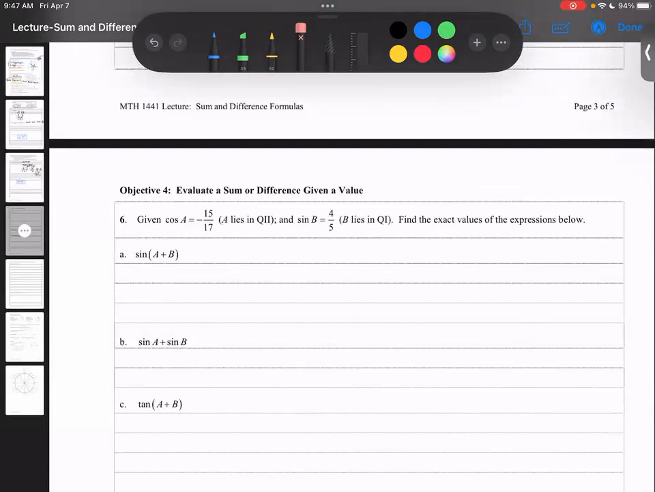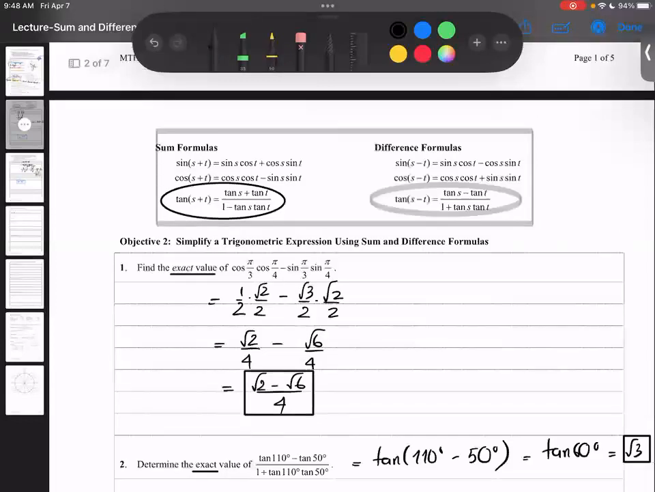Number 6. Now, what if I just give you some values of cosine and sine? I want you to evaluate the sum formula. Say I want you to evaluate sine of A plus B. The first thing I want you to do is write out the formula. Repeat the formula. So sine of A plus B, you look it up here. Sine of S plus T is sine S cosine T plus cosine S sine T.